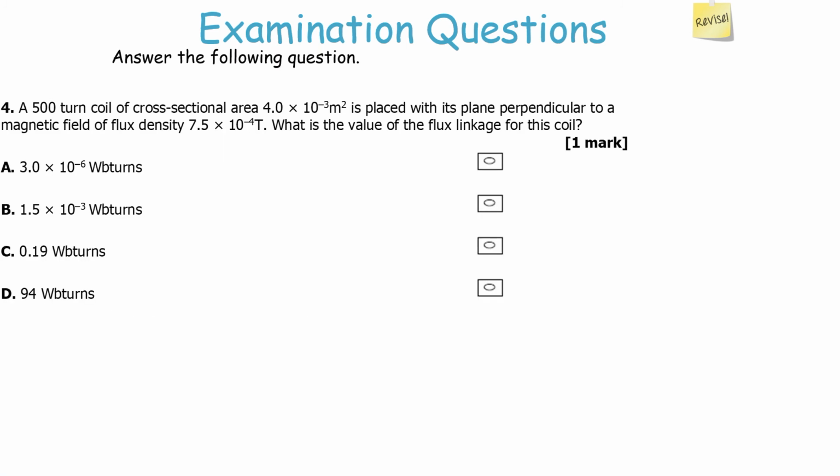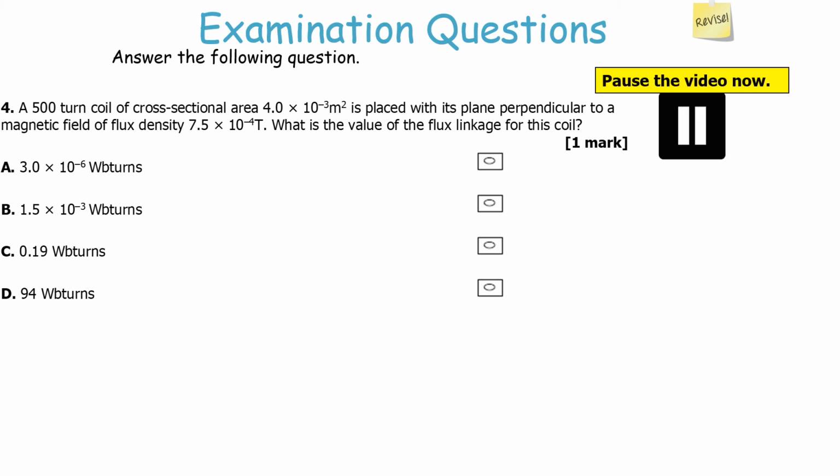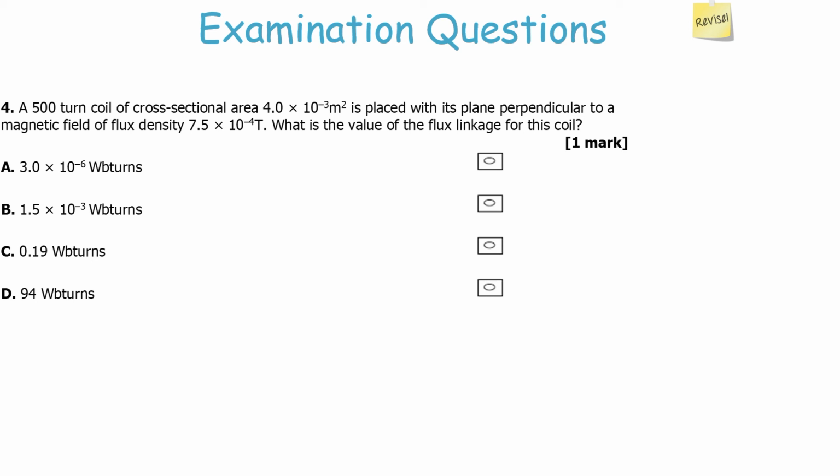A 500 turn coil of cross-sectional area 4.0 times 10 to the minus 3 meters squared is placed with its plane perpendicular to a magnetic field of flux density 7.5 times 10 to the minus 4 Teslas. What's the value of the flux linkage for this coil? So pause the video now, then unpause the video when you want to go through the answers. So, how would you answer this type of question?